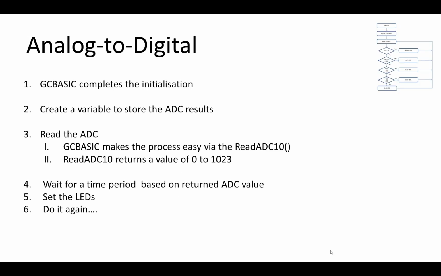So what we're going to do is have GCBASIC do the initialization. We're going to create a variable to store the ADC results, and then we're going to read the value back in. That value is going to be a return value of 0 to 1023. Then we're going to wait for a time based upon that result, set the LEDs and do it all again.